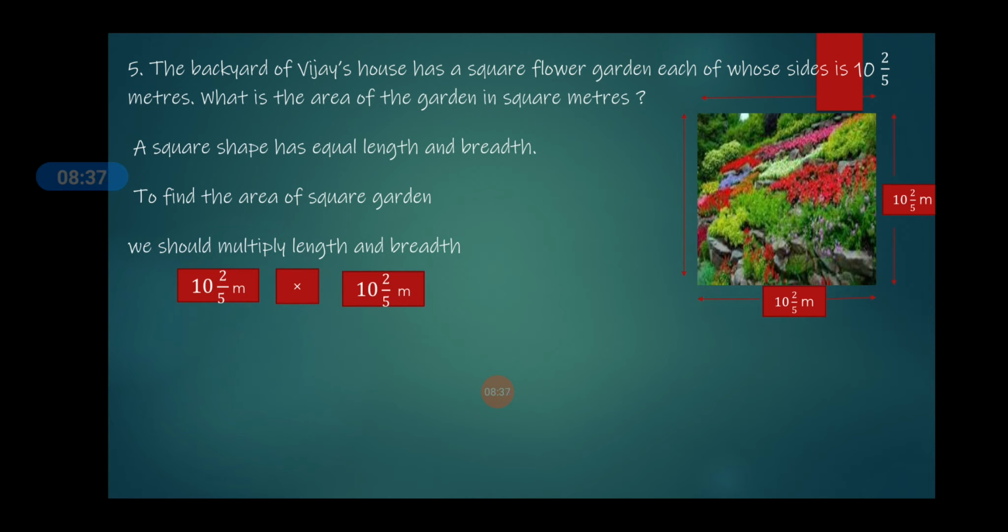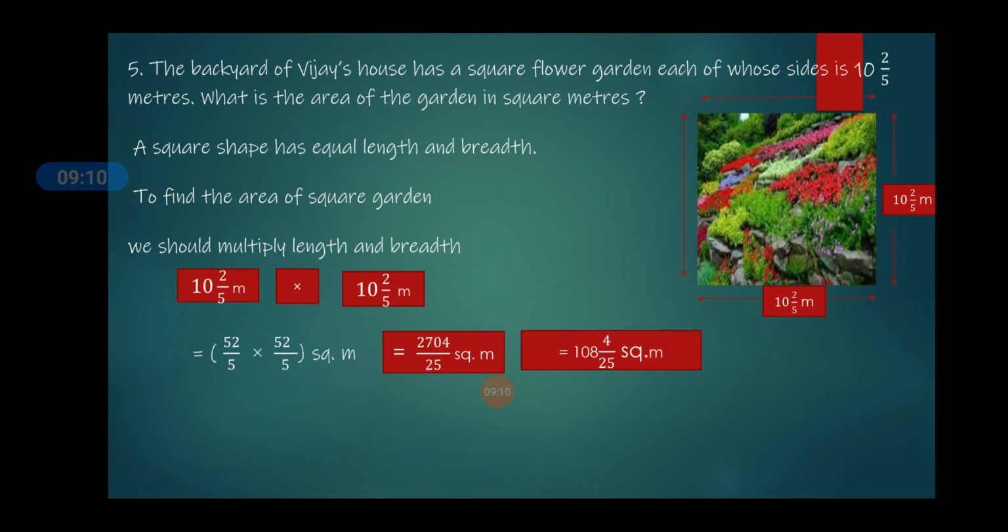So a mixed number is there. We first convert it into an improper fraction, and then we find that there isn't any common divisor, so we multiply the numerators together and the denominators together and write down the product, which is 2704 divided by 25. Now convert it into a mixed number, that is 108 4/25 square meters. In answer we can say the area of the garden is 108 4/25 square meters.